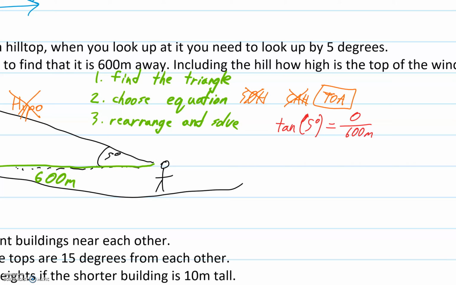And then you need to rearrange and solve. So take 600, move it over to the other side because you want the unknown by itself, which is the O in this case. So 600 times tan of 5 degrees equals O. And then you plug it into your calculator. So 600 times tan 5 degrees.